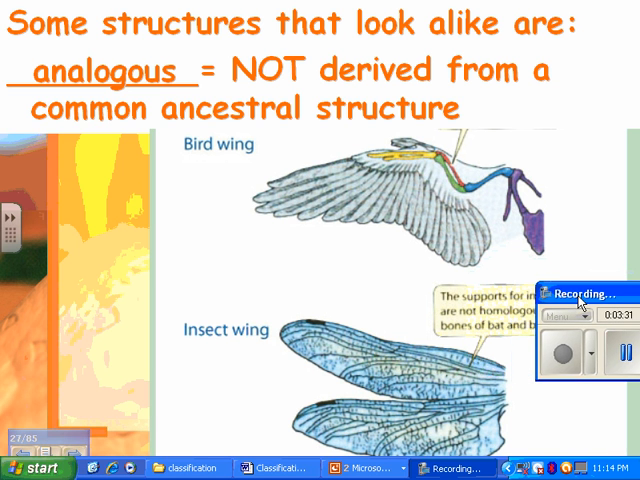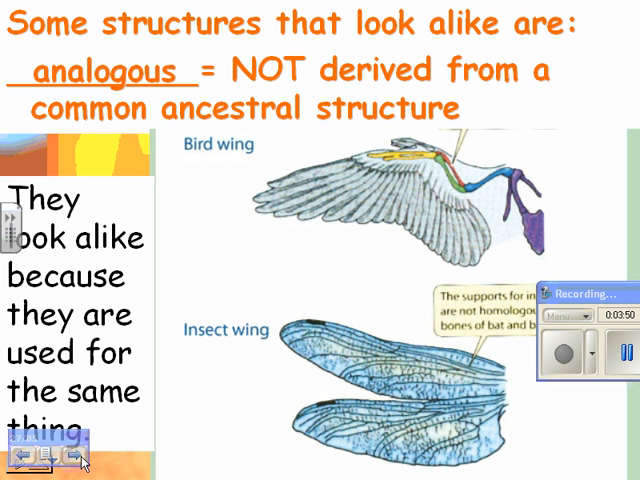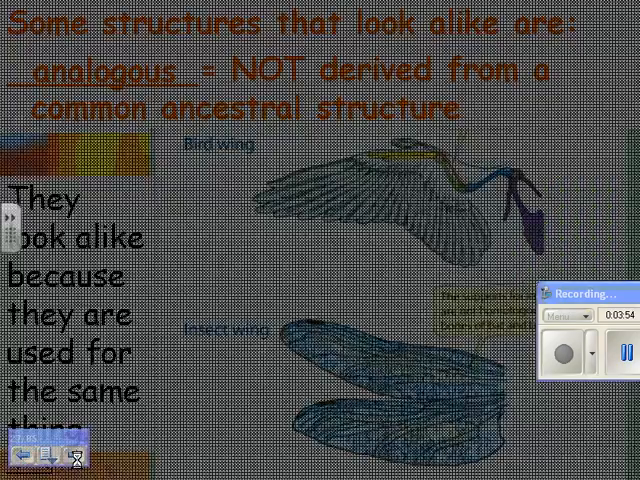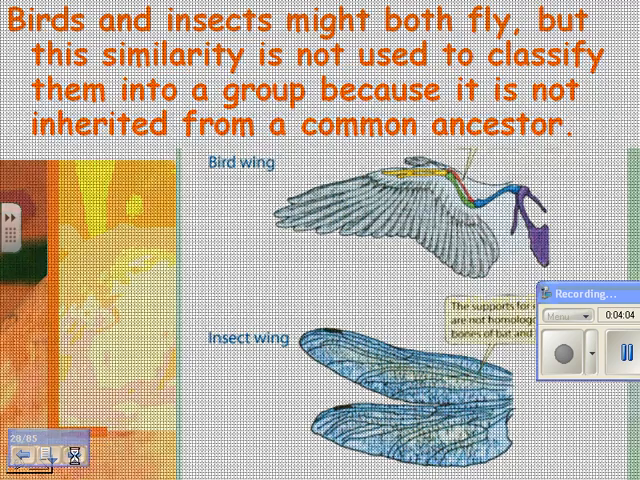So let's take a look at this. Here's a bird wing and here's an insect wing. They're both used for flying, so they have the same shape. They're long and delicate and thin. But the bird wing has bones and feathers, and the insect wing doesn't. It's got some exoskeleton. So they look alike because they're used for the same thing, but they don't show common ancestry. So birds and insects might both fly, but this similarity is not used to classify them into a group because it's not inherited from a common ancestor.